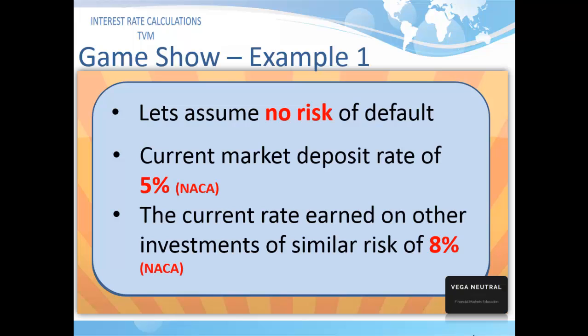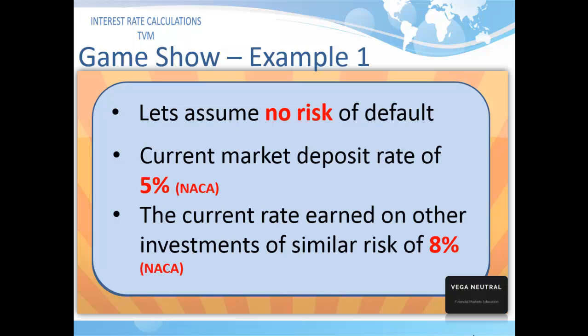So let's look at two examples. Example 1 says, first and foremost, let's assume there is no risk of default. So in other words, we are certain that we will get our money back at the end of the year. The current market deposit rate, in other words, placing your money with a bank, pays 5%. And NACA stands for your interest being capitalized once a year at the end of the period of your investment.